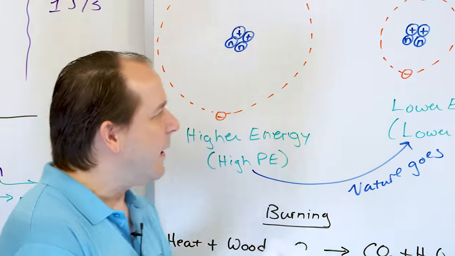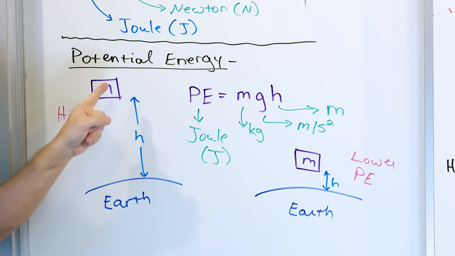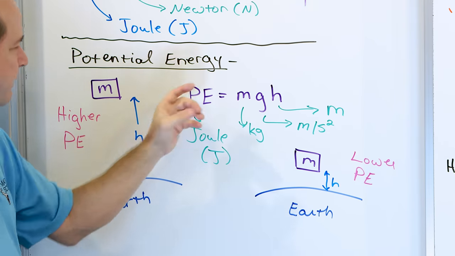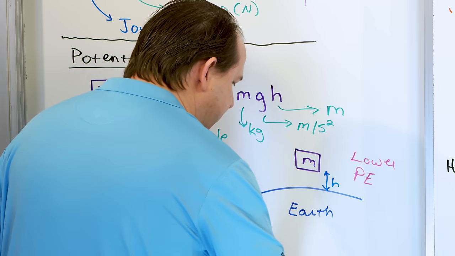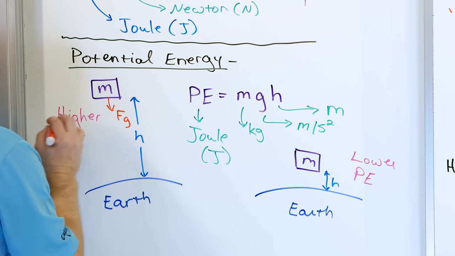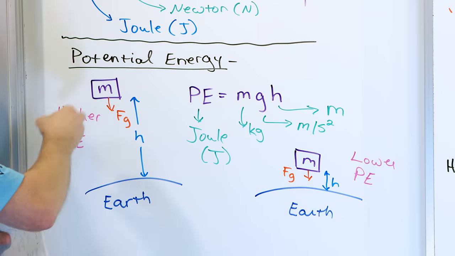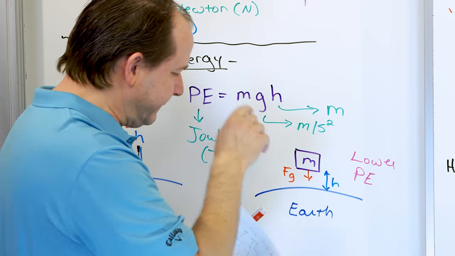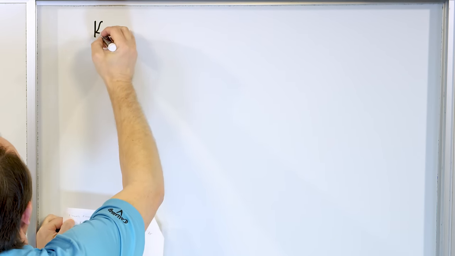So we have talked about work when things move. We have talked about potential energy when things are higher or lower, down to basically a force that's pulling on it, because don't forget that acting on this box is some force due to gravity, call it F sub G, and then on this box is also some force due to gravity, right? And as it moves down, it goes to a lower energy state. So now we need to talk about the third important thing here that we can then tie everything together, and we call it the kinetic energy.